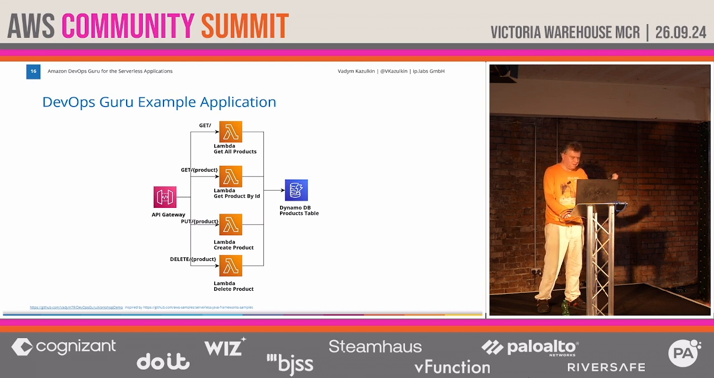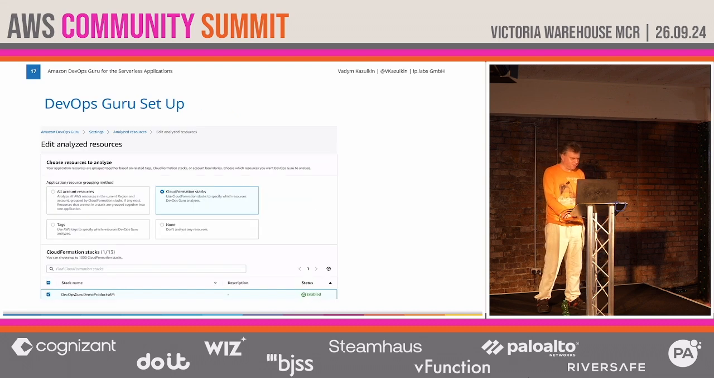But this is a basic application. We have something similar at work. API Gateway, a bunch of Lambda functions, just to create, delete and get the products by ID, and it's stored in DynamoDB. This is a serverless stack, and we only have experience with DevOps Guru with the serverless stack. So with this application, we will create artificial incidents and see what's happening.